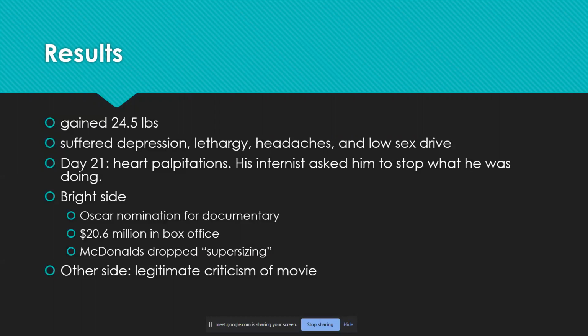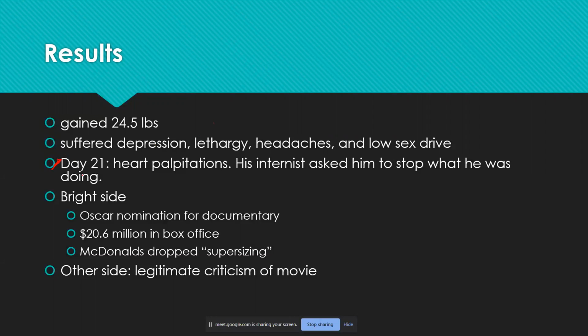So, as a result daw, nag-gain siya ng 24.5 kilos. So, that's about 10 kilos in just 30 days. So imagine that. Then he also suffered depression, headache, so on and so forth. And then nagkaroon na rin siya ng heart palpitations. And then yun nga, chinallenge siya ng internist niya na itigil na niya yung challenge na yun. That is given na nasa day 28 na siya, first day pa lang. So, those are the problems.